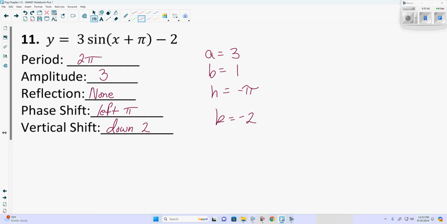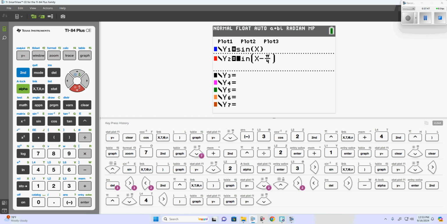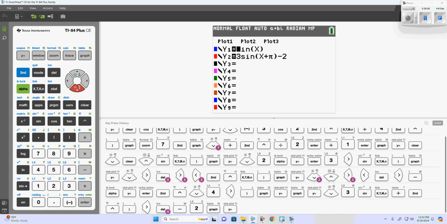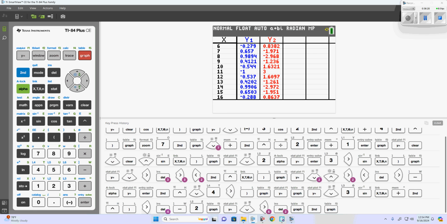3 sine of x plus pi minus 2. 3 sine of x plus pi. Was it minus 2? Well, you can see that there. I'm going to remove the minus 2, so we're not going to see the down 2, but it is moving everything a distance of pi units to the left.